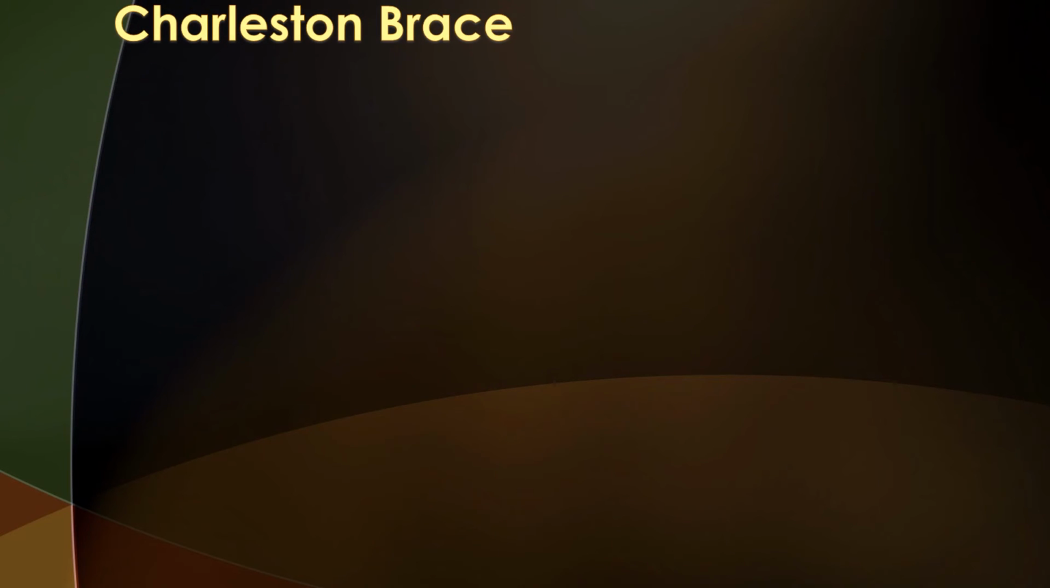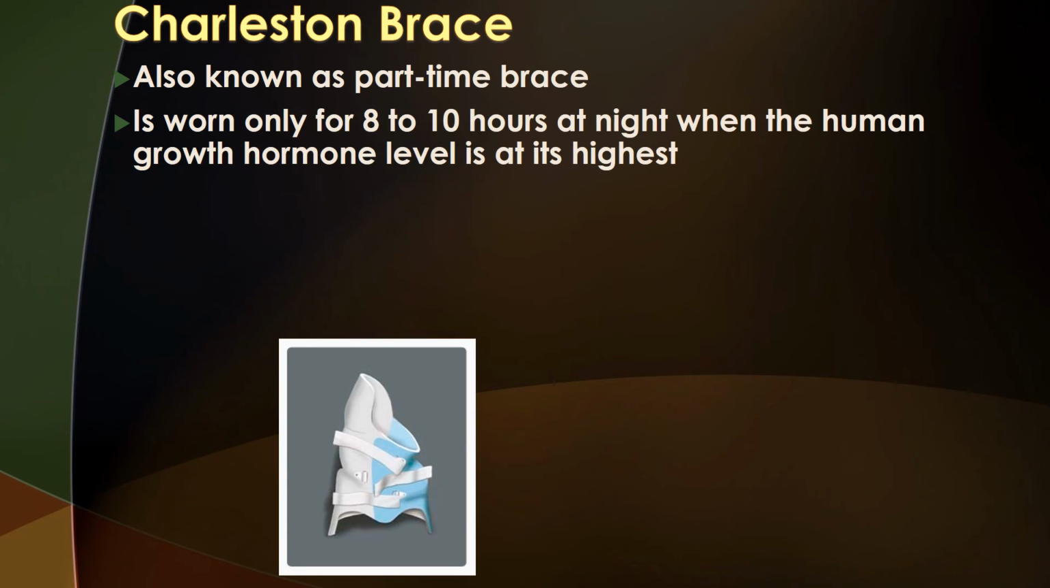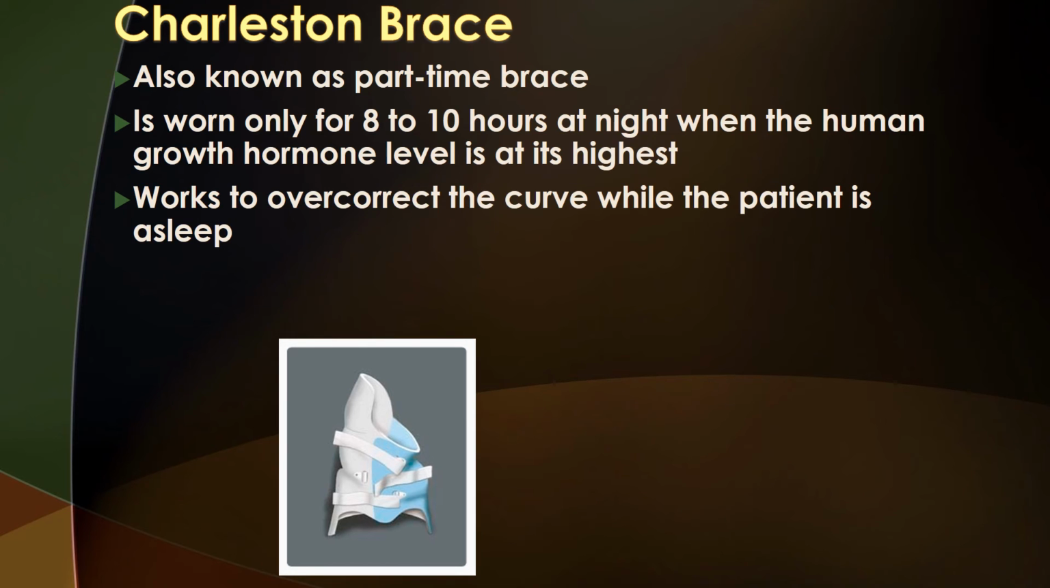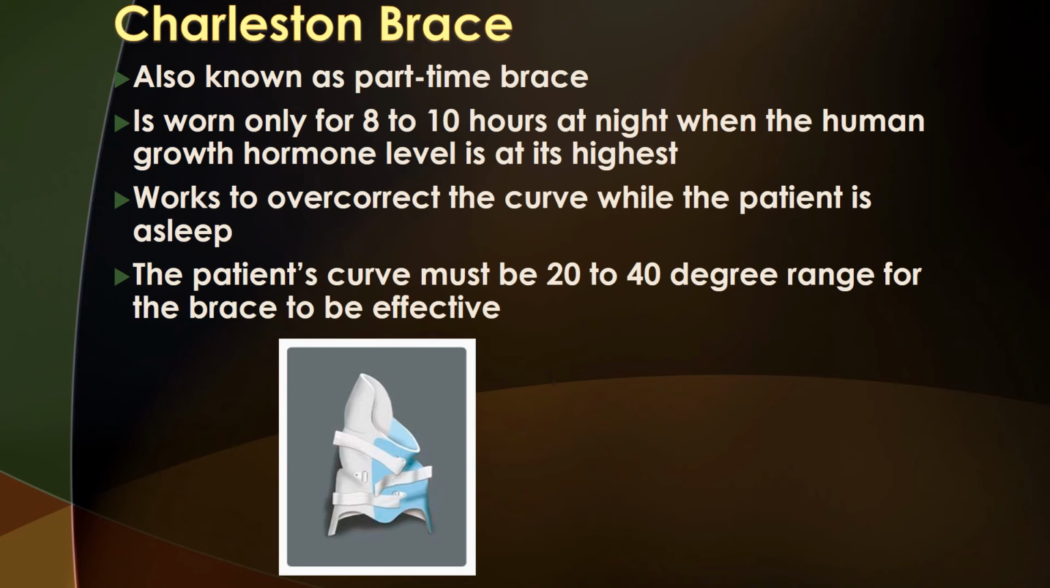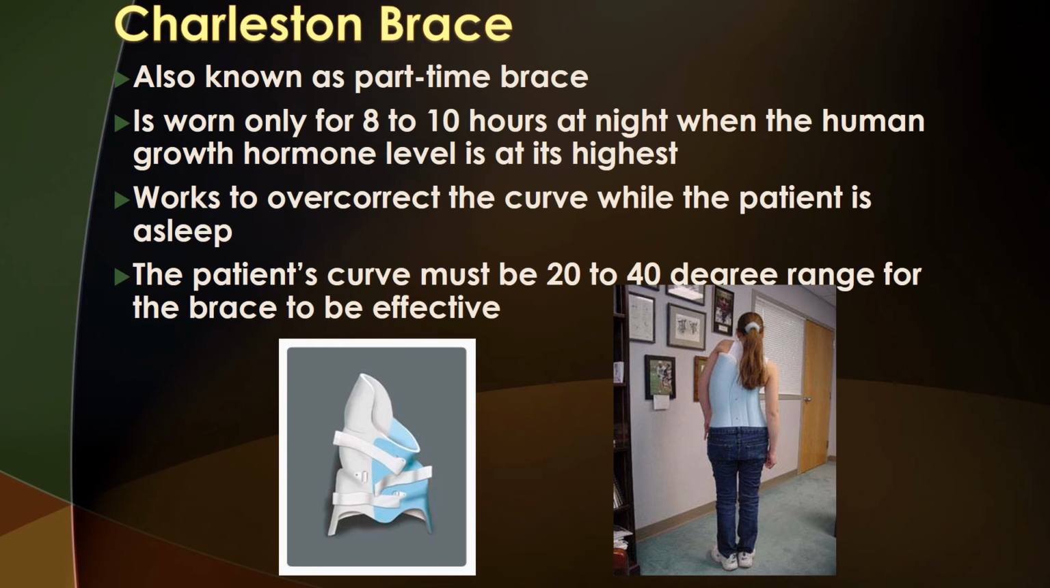This is called a Charleston brace. It is also known as a part-time brace. It is worn for only 8 to 10 hours at night when the human growth hormone level is at its highest, and it works to overcorrect the curve while the patient is asleep. The patient's curve must be in the 20 to 40 degree range for the brace to be effective. The principle of this brace is that the spine should be bent to grow in the correct direction during the time of the day that the most growing occurs.